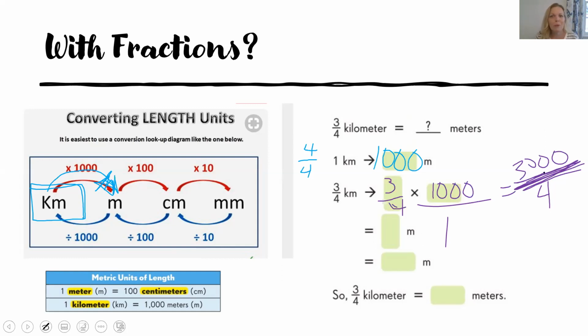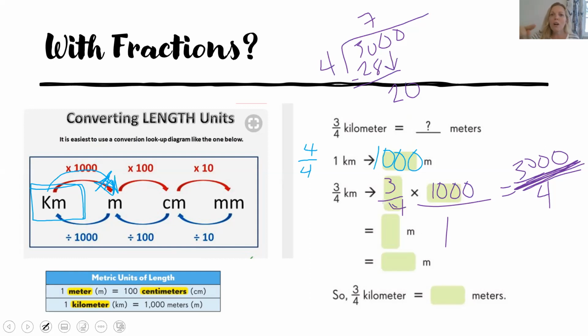Let's do the math, people. We've got this. 3,000 divided by 4. Will 4 go into 3? No. But will 4 go into 30? Yes, it'll go in 7 times. 7 times 4 is 28. Doing my long division here, right? 28 from 30 gives me 2 left over. 4 will not divide into 2, but I can bring down my 0.